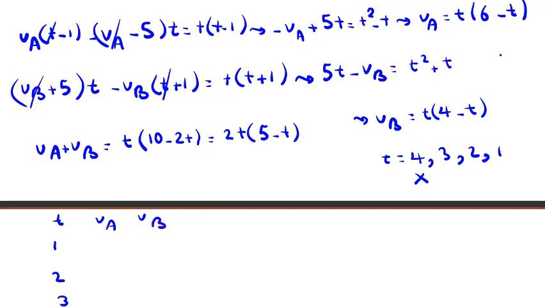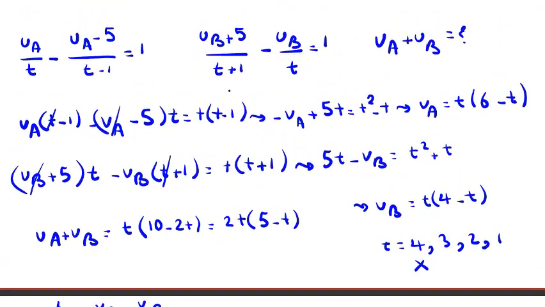Okay, VA is what? VA is t times 6 minus t. So for t equals 1, it is 1 times 6 minus 1, which is 5. For 2, it will be 2 times 6 minus 2, which is 2 times 4, 8. For 3, it is 3 times 6 minus 3, which is 3 times 3, 9.